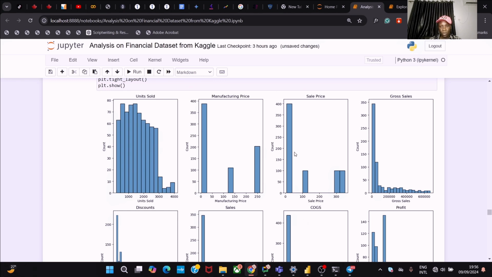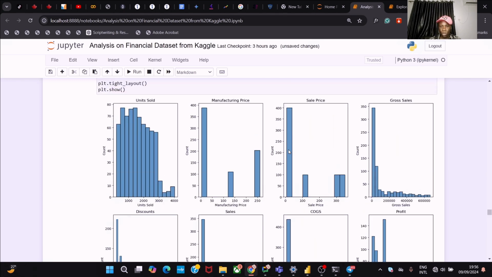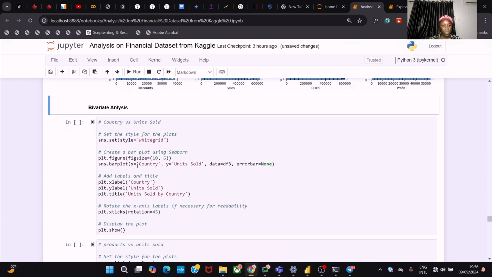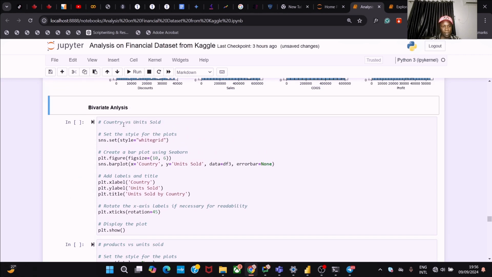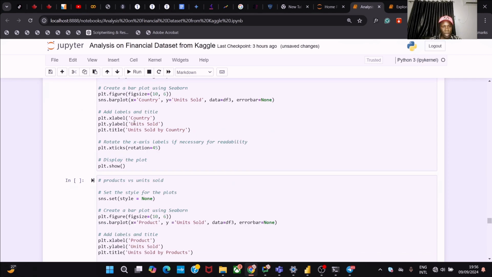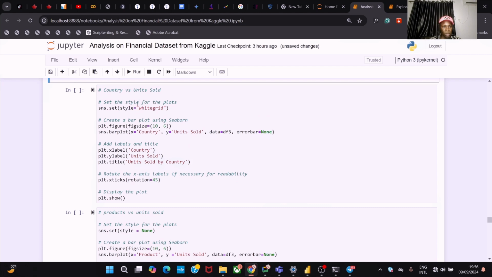So when we go ahead and run this, you can see that this is what we have. Okay, so the next one we are going to look at is the bivariate analysis. The first thing we looked at is country versus units sold. In this situation, we want to look at the country with the highest unit sold.